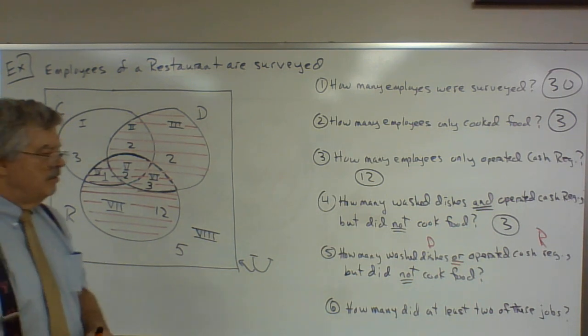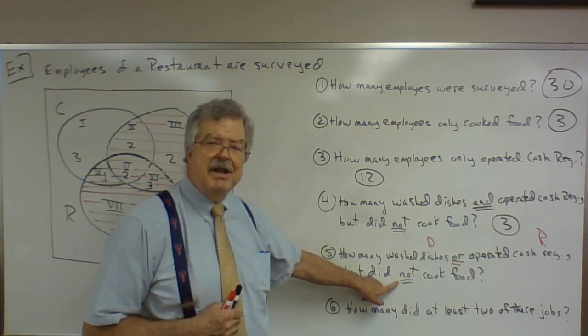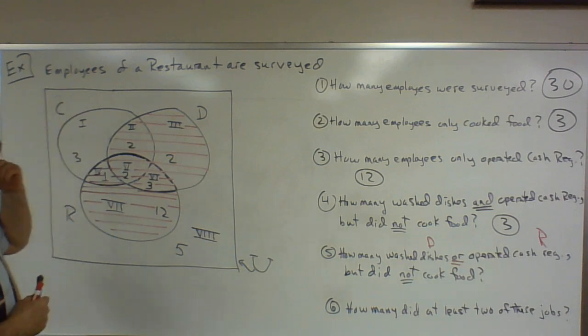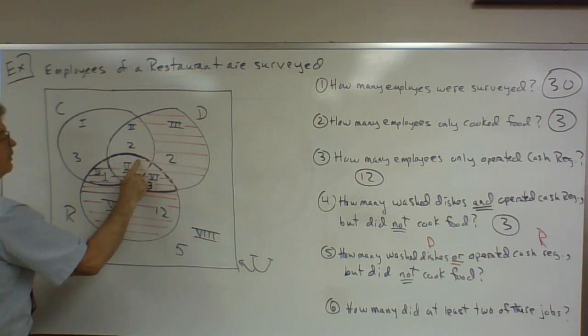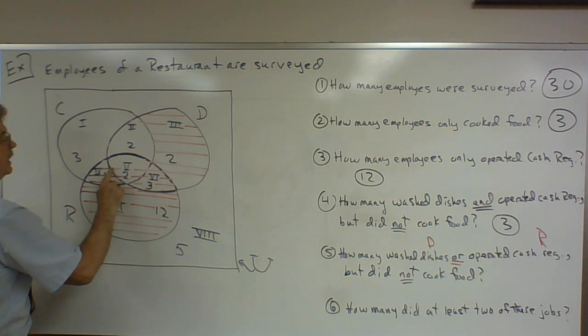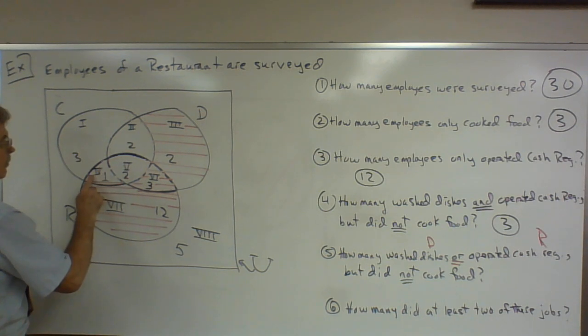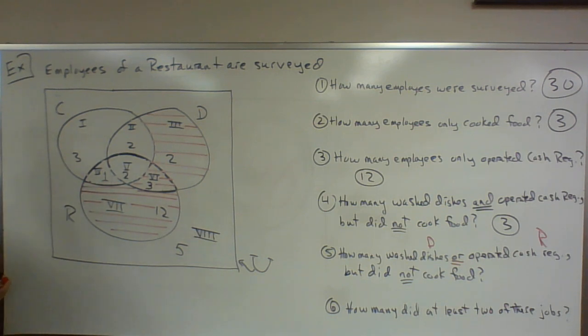Oh, but now we don't want to count anybody who cooked food, which means that anybody that's in the cook food section, we don't count them. So if they're in the cook food circle, we don't count them. Well, what do we have left? Regions 3, 6, and 7. That's 2 people, 3 people is 5, plus 12 people is 17.